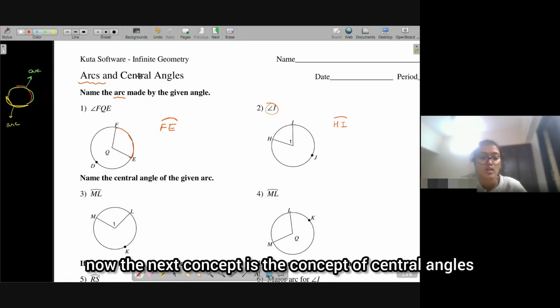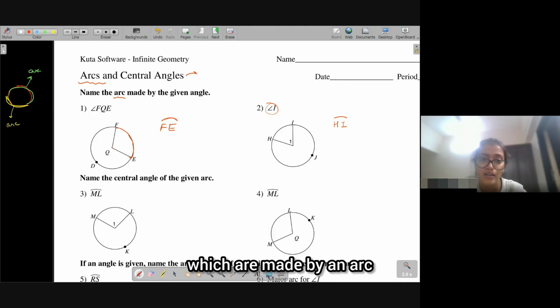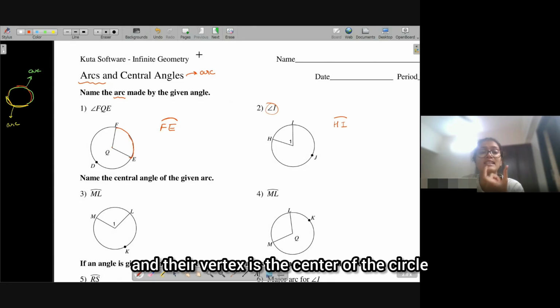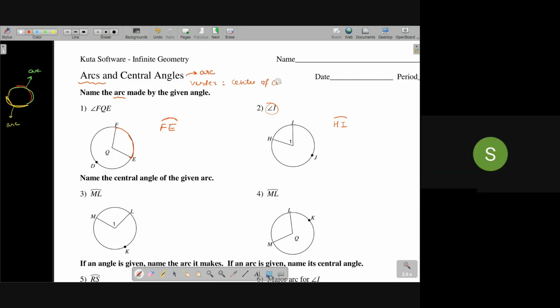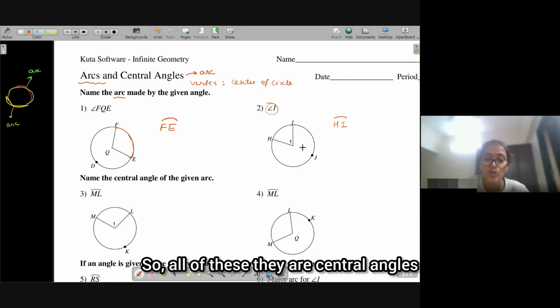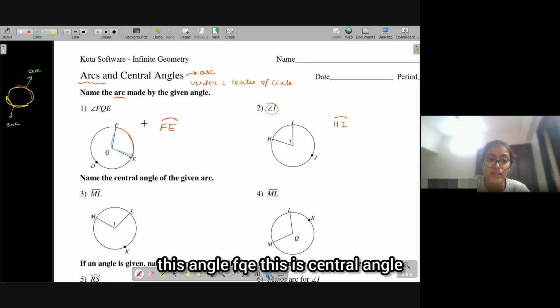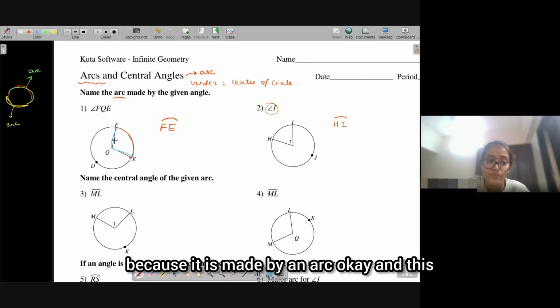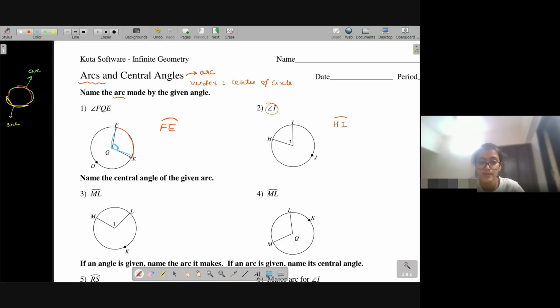Now the next concept is the concept of central angles. Central angles are those angles which are made by an arc, and their vertex is the center of the circle. The vertex will be the center of the circle. So all of these are central angles. This angle FQE is a central angle because it is made by an arc, and its vertex is the center of the circle.